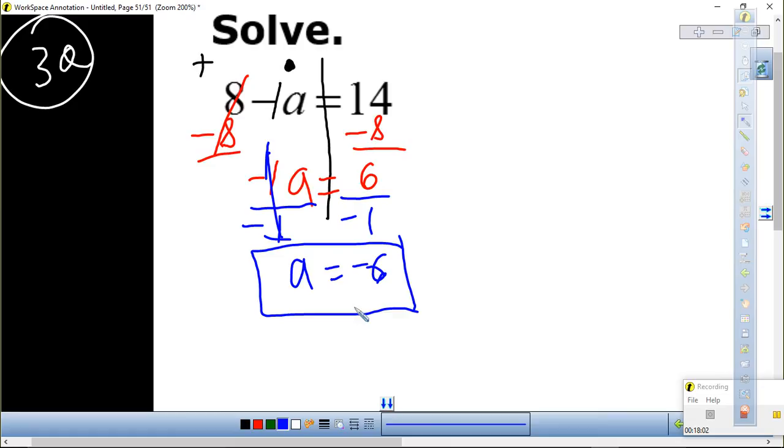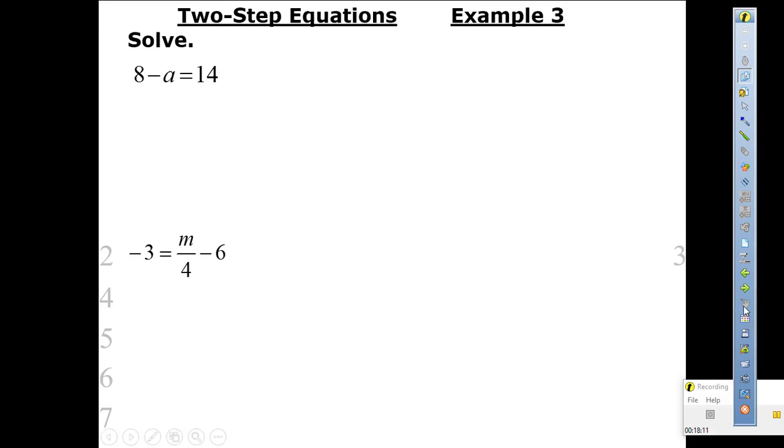Okay. Copy this next one, please. Like I said, be careful with these. Write out your operations and work your way back. Example 3, Super Q. Negative 3 equals m divided by 4 minus 6. Copy that and just solve it. You don't need to plot or check. Just solve it, please. Ready, go.